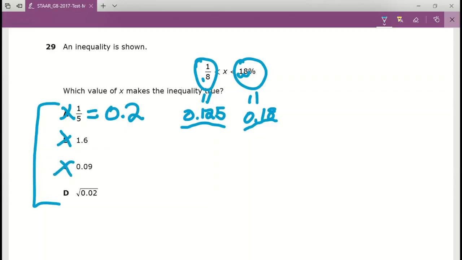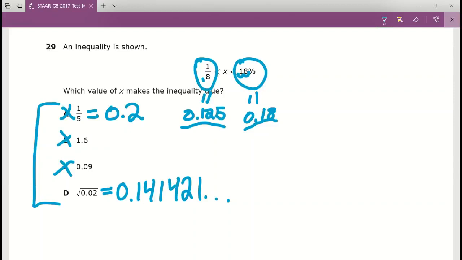Finally, choice D, we have a nasty square root, so we need to use our calculators to change the square root into a decimal form. We do that, we press the square root button on our calculators, type in 0.02, and we get 0.141421, and there'll be some stuff at the end.